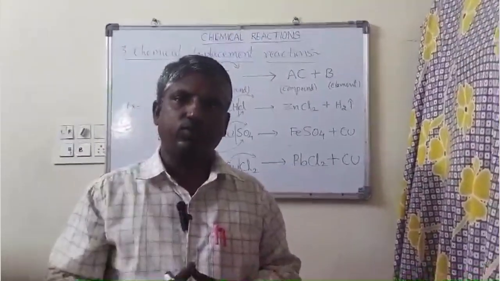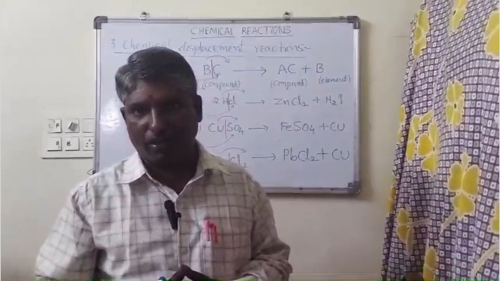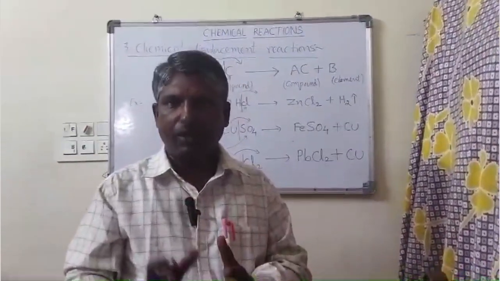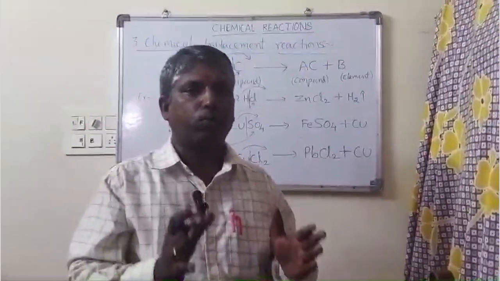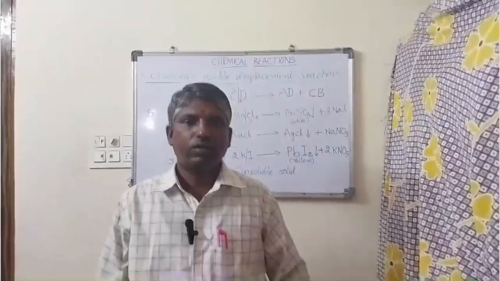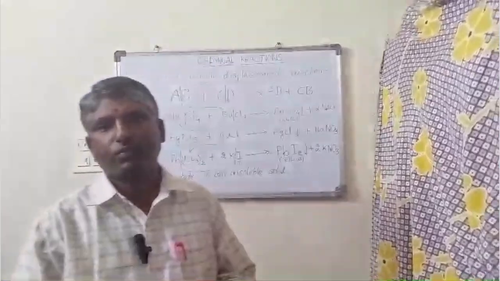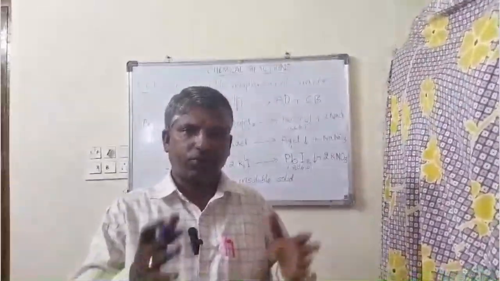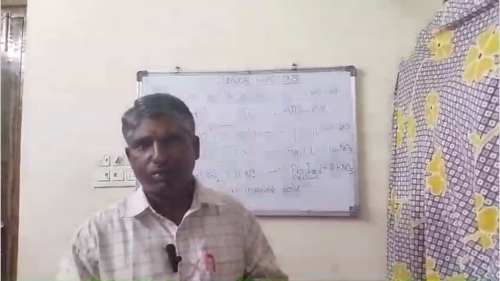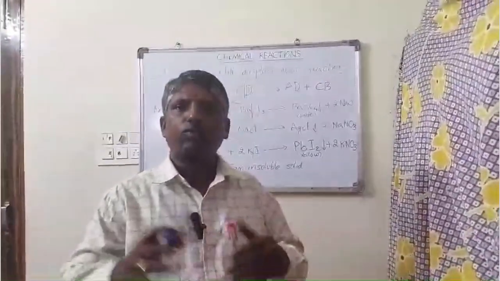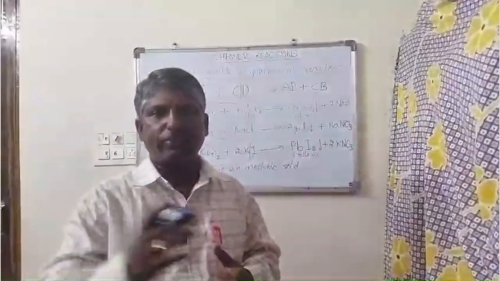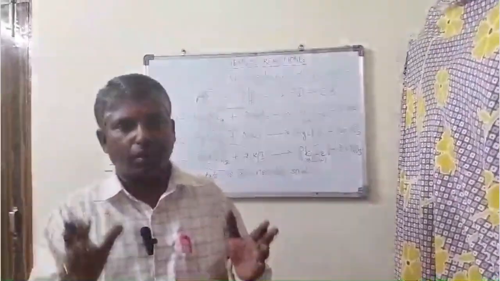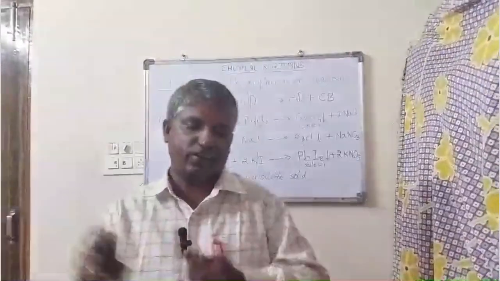One more important point for identification of a displacement reaction: at the reactant side and product side, one element and one compound are compulsorily present. Double displacement reaction. Displace means change its position. Double displacement means that in a chemical reaction, atoms or groups of atoms are exchanged between their compounds. Such a reaction is called a chemical double displacement reaction.